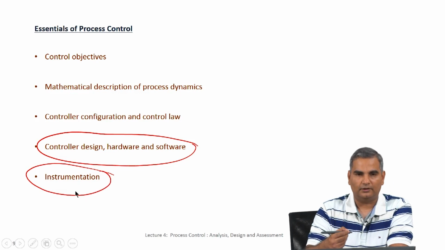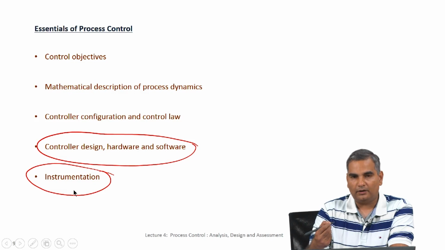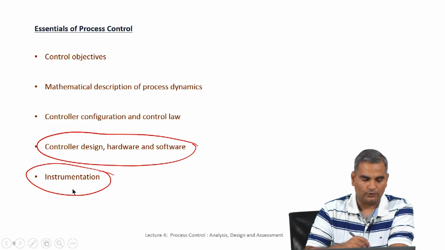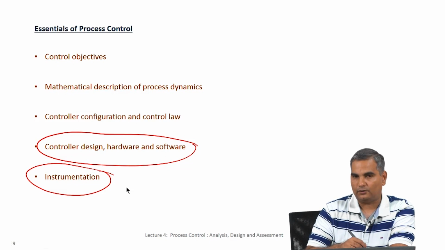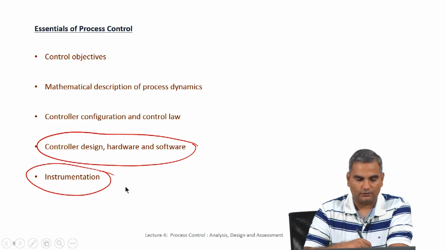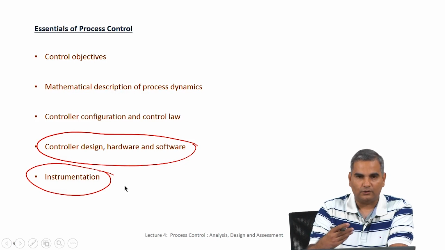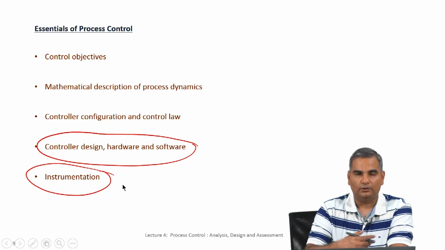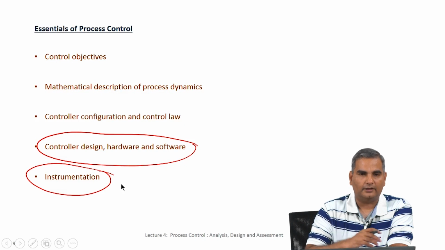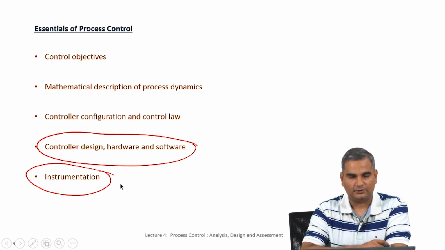So, how do you put in the actuators, the control valves, the pumps and so on, and what measurements to take, how do you choose what sensor you need and so on. That is also something that we are not going to spend much time on in this course. This course will focus more on the control objectives, mathematical description, controller configuration and control law in the SISO case, and then extend it to the MIMO case, and then look at assessment of controller performance and so on.